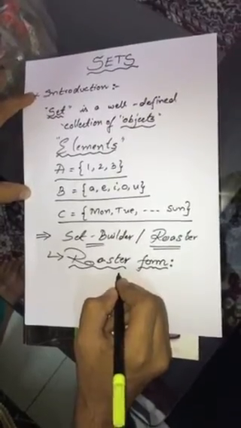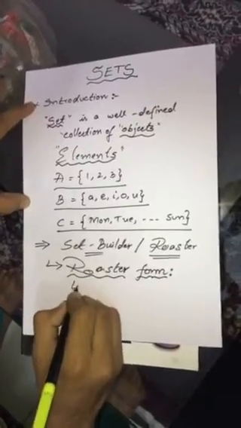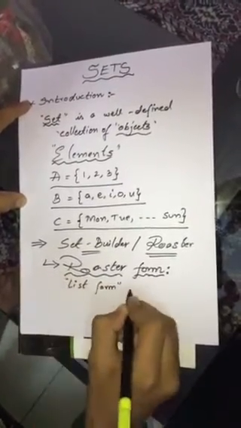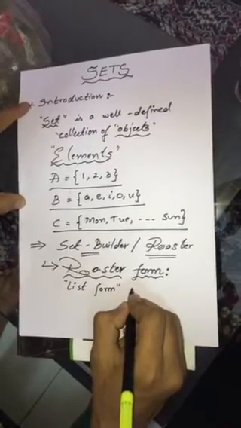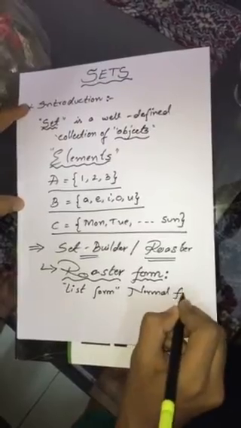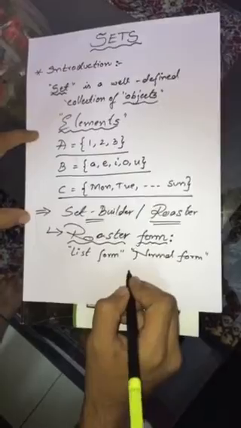So roster form, what is roster form? Roster form can also be said as a list form. That is, we write it in the form of a list, or we can call it the normal form. So we'll take a roster form example.